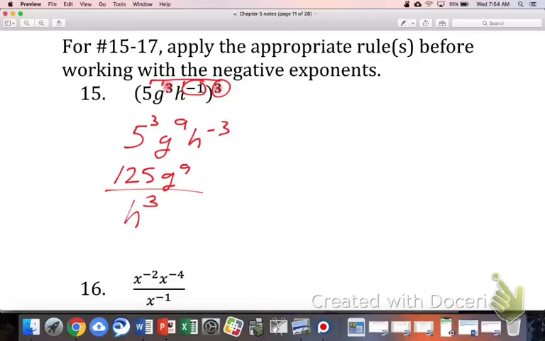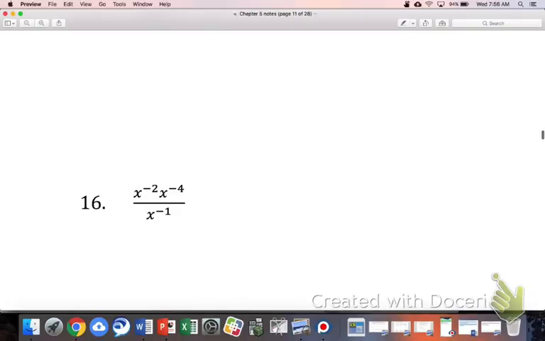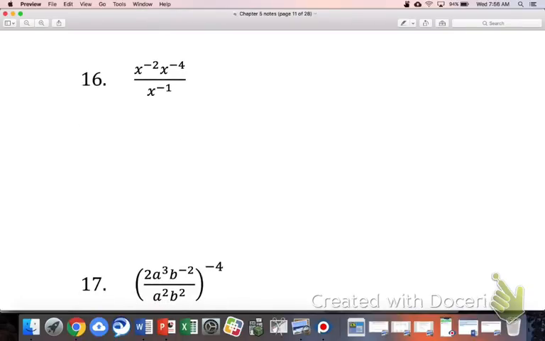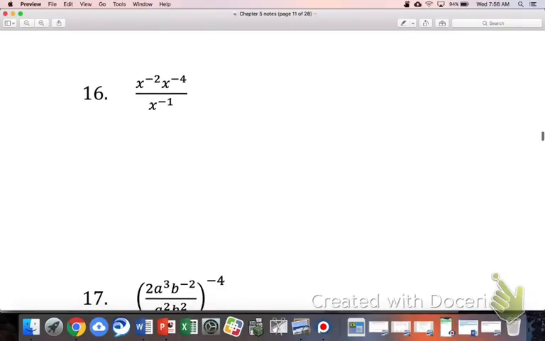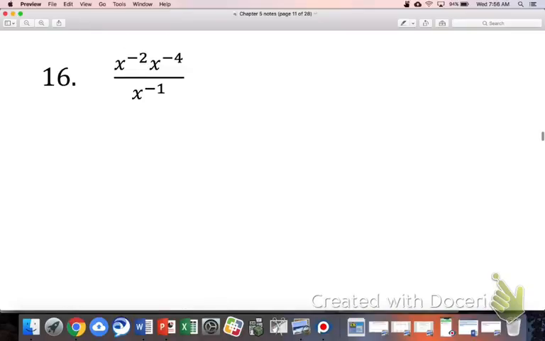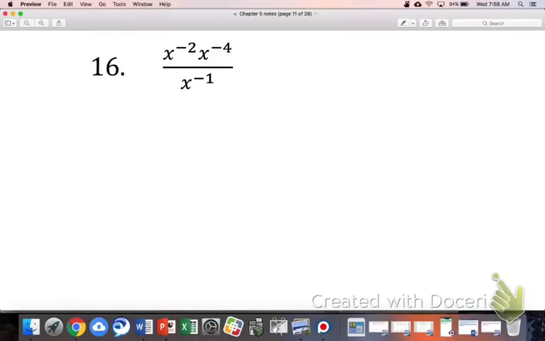Okay. Walking around, saw a lot of good answers. Did this raise any questions for you? Is there anything I can do to help? Okay, fair enough. Let's take a look at another one. Let's head back up to the board. Let's look at number 16. Again, we are trying to apply the appropriate exponent rule. And then once we've done that, we'll deal with any negative exponents that are there.